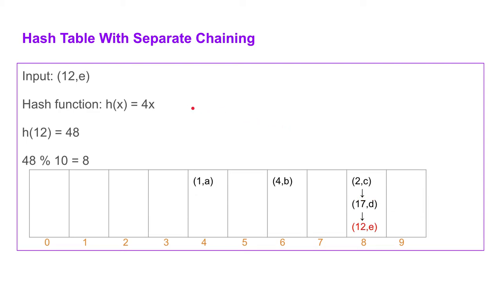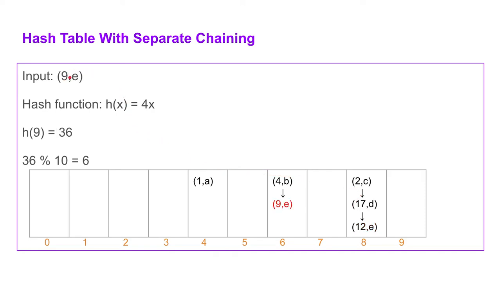Life is good. All right, 12E, very similar. If I hash 12, I get a raw hash output of 48, because 4 times 12 is 48. And then if I mod that raw output by 10, I get a final index of 8. And 12E also lives here. So just like 17 and 2 lived together in this bucket before, now 2, 17, and 12 are all going to coexist as keys at index 8.